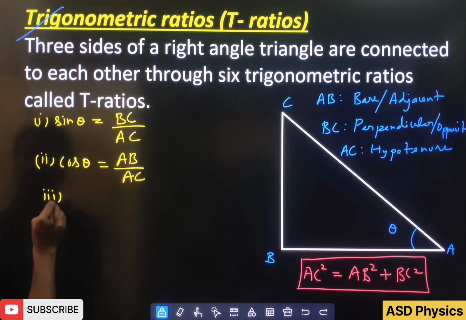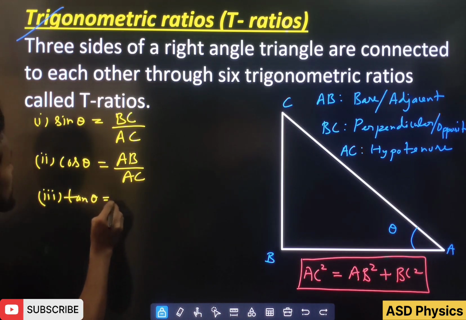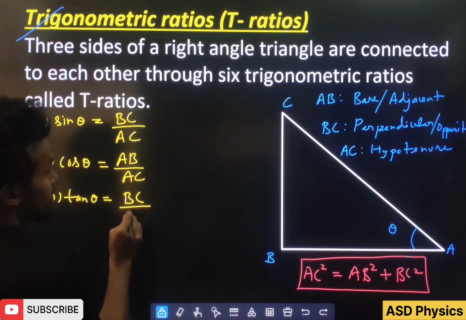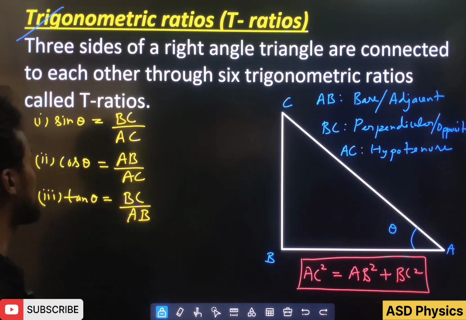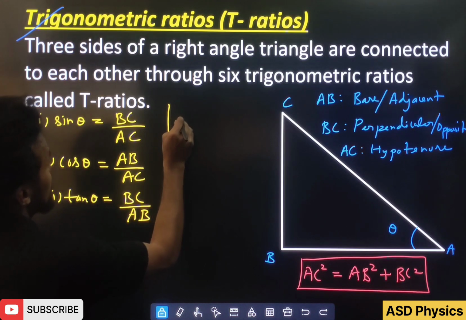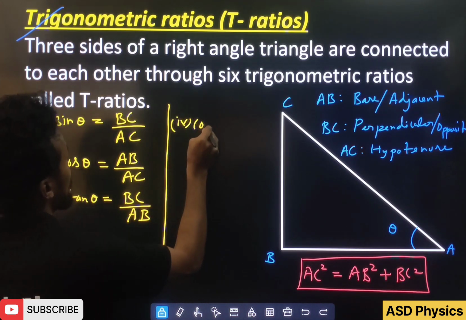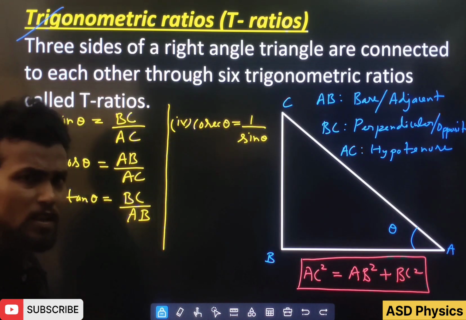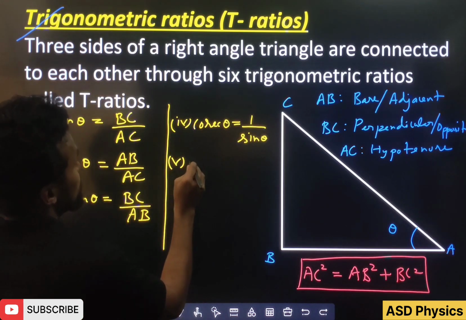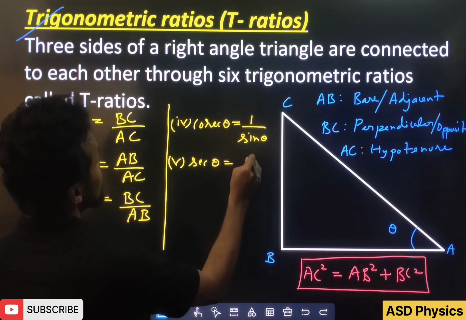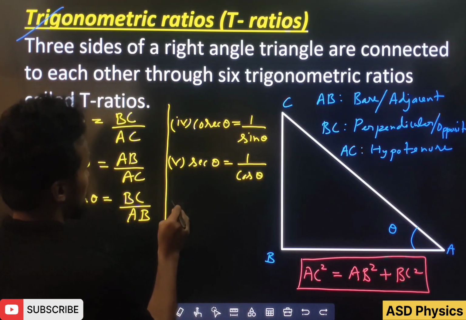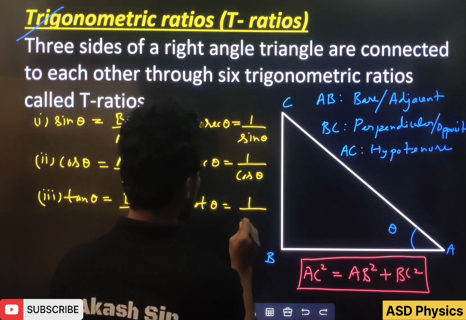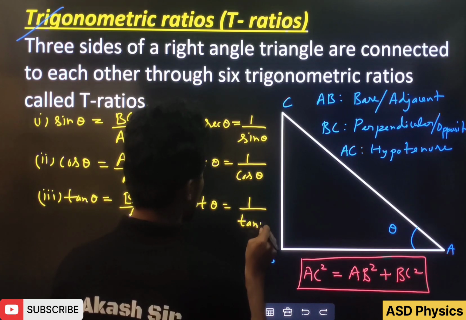Third one, similarly, tan theta. You know very well, opposite by adjacent. Like this I used to remember that opposite BC by adjacent AB. In the same way, fourth one, cosec theta will just become reverse, 1 by sine theta, that means hypotenuse by opposite. Similarly, next one, sec theta will be 1 by cos theta. And guess please, cot theta is given by 1 by tan theta.